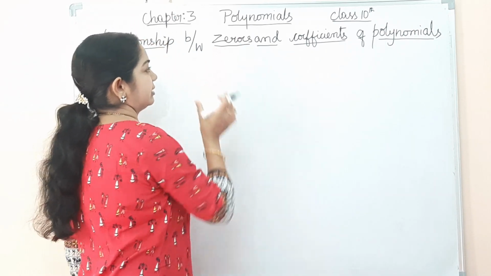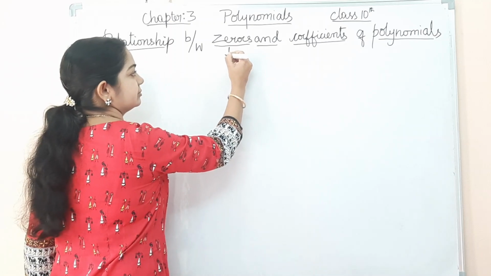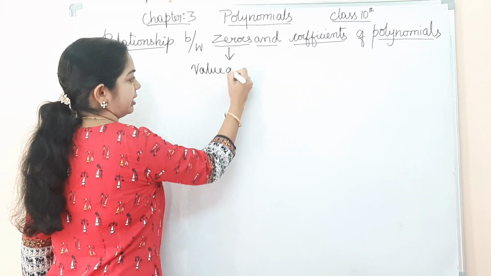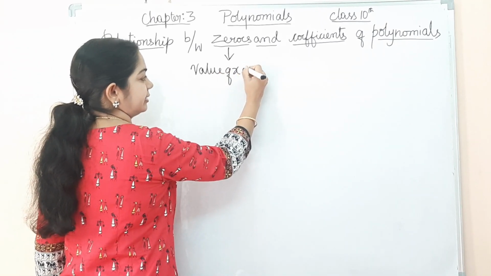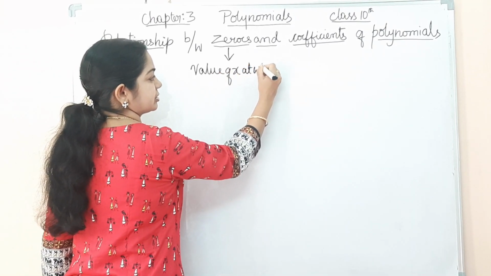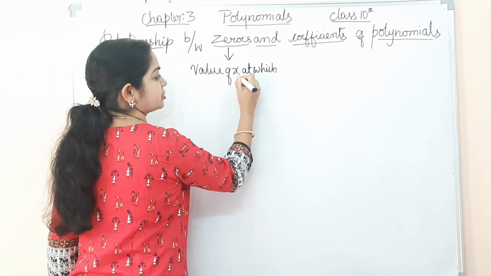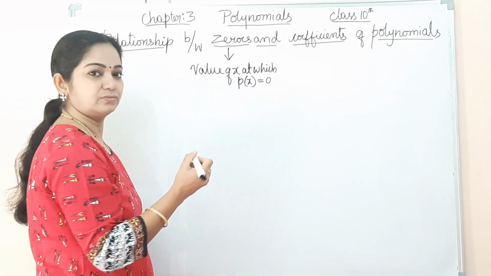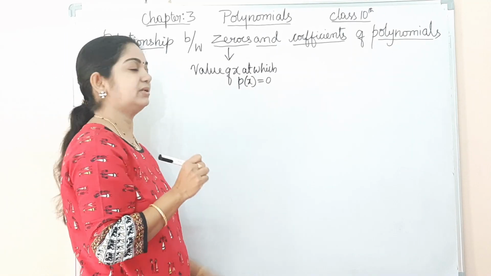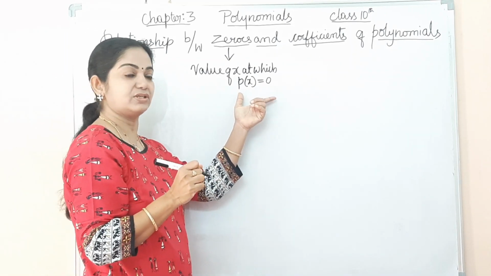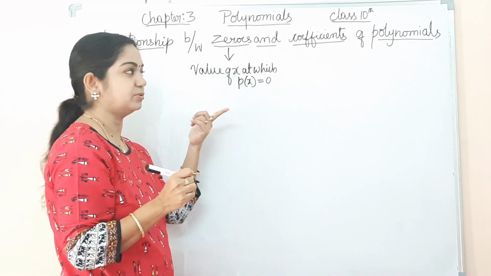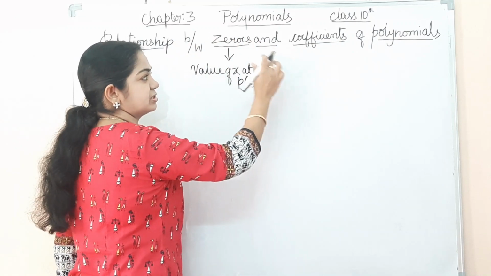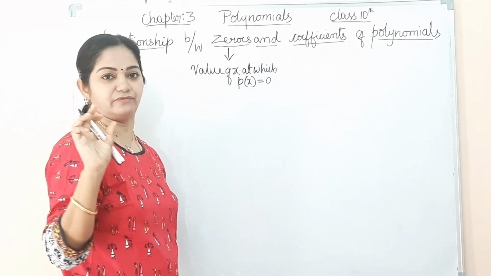The zeros, what are the zeros? Zeros are the value of x at which the polynomial comes to 0, okay? The value which, when applied to the polynomial, makes the value of the polynomial 0, that value is called a zero, right? Now, when we come to the coefficients, we are going to establish a relationship between the zeros and the coefficients, okay?